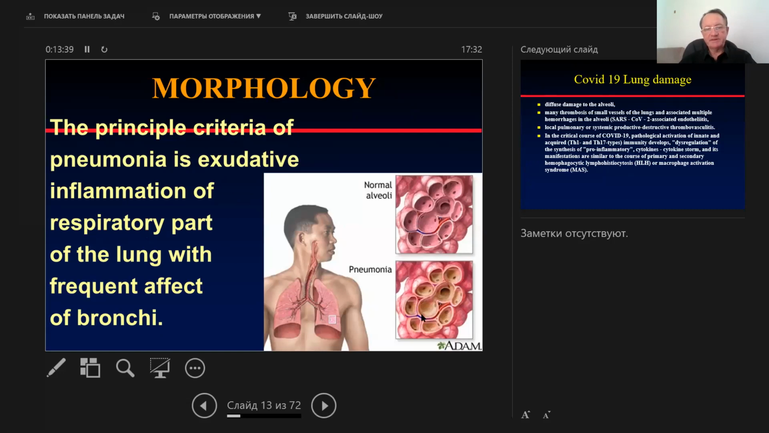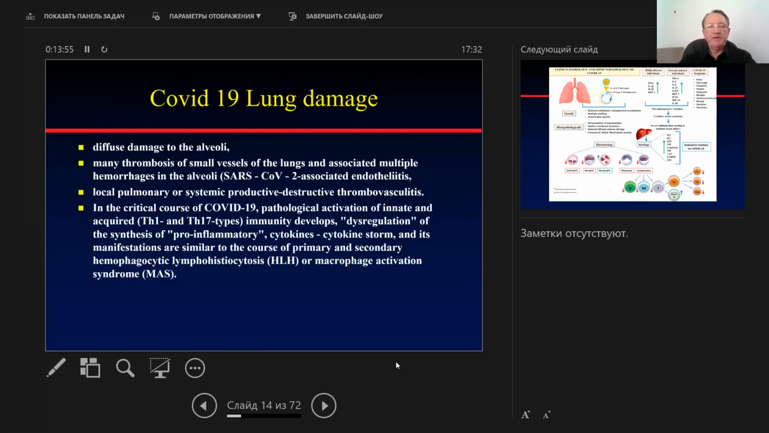But you were told that in case of pneumonia, the principal criterion of pneumonia is the presence of exudation, inflammatory exudate filling the alveoli. But in case of COVID-19 lung damage, we can find diffuse damage to the alveoli, many thromboses of small vessels of the lung associated with multiple hemorrhages of the alveoli, and so-called SARS-CoV-2 associated endothelitis. Local pulmonary systemic productive destructive thrombovasculitis.